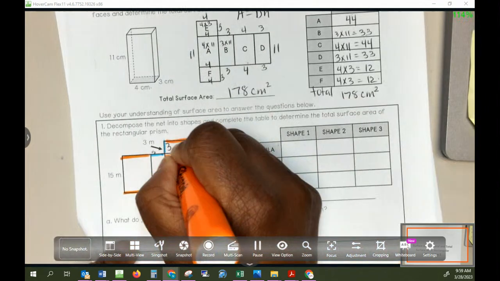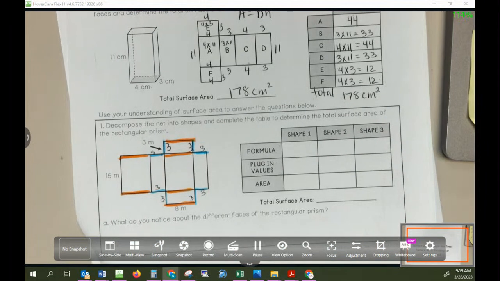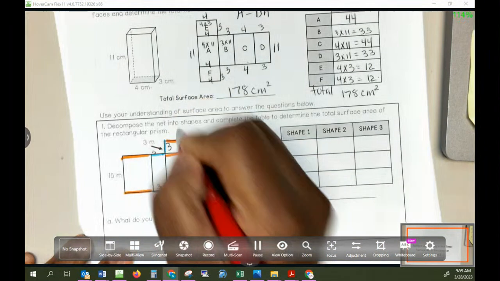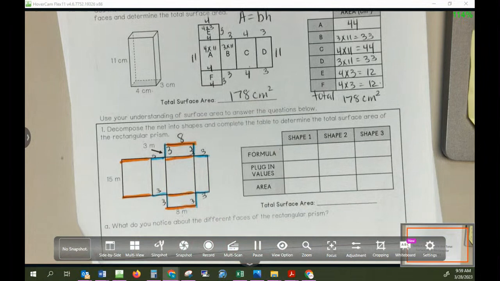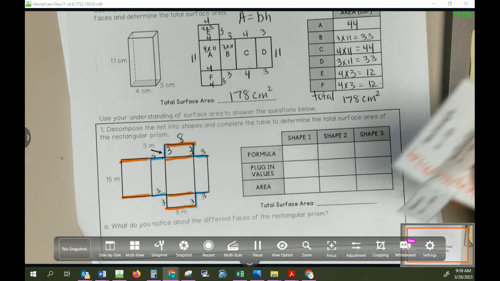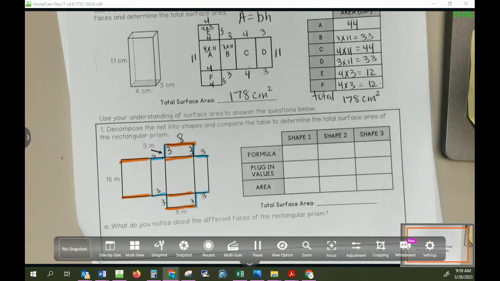That's a great question. So if we notice, these all are going to be 8. Why? Because they have to, they're touching. There's one other way to do surface area without having to use the nets. But I'm going to tell you something. It's an equation. You have to use a formula to find it, and it's a little more complicated.